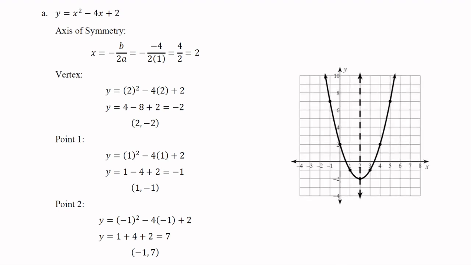And here it is graphed for you. You can see that we graphed the axis of symmetry using the dashed line. We have our vertex. I plotted the first point, which was (1, negative 1). We plot the y-intercept, we plot the second point, and then you reflect those points across the axis of symmetry, and then connect it with a smooth curve.